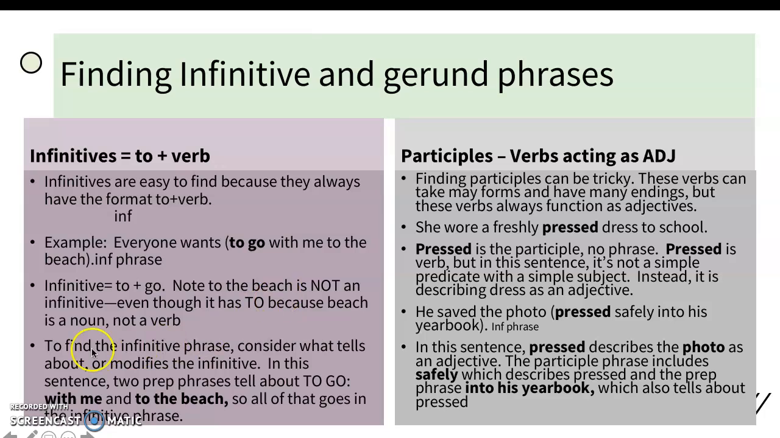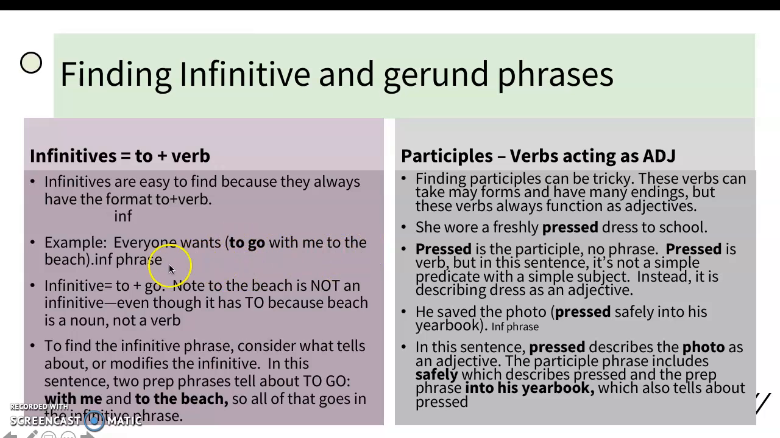To the beach is not an infinitive, even though it has "to," because beach is a noun, not a verb. Now, to find the infinitive phrase, you're going to consider what tells about or modifies the infinitive. So, to go is the infinitive. With me tells about to go. To the beach tells about to go.